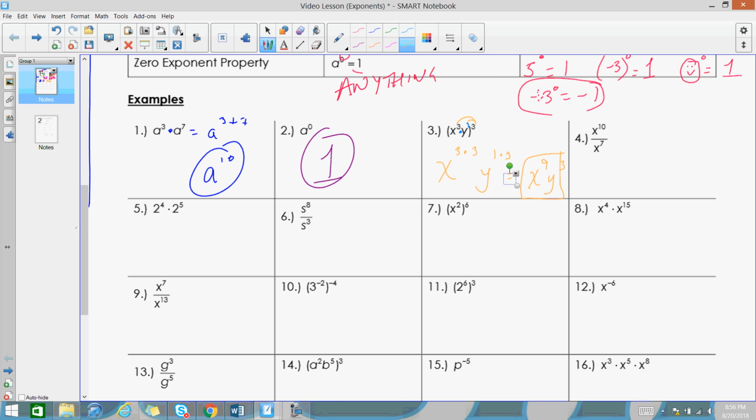All right, number 4. So x to the 10th divided by x to the 7th. This is a quotient of powers. That means we have the same base and we are dividing, which means we're not really dividing the exponents. We're going to subtract the denominator exponent from the numerator exponent, and you get x to the third power. If you got that, that's awesome. If you didn't, we'll keep practicing. Don't worry.